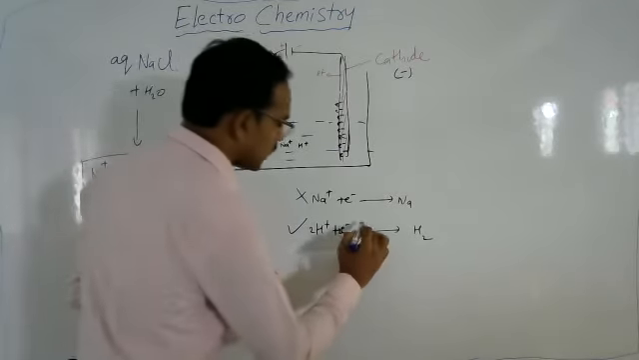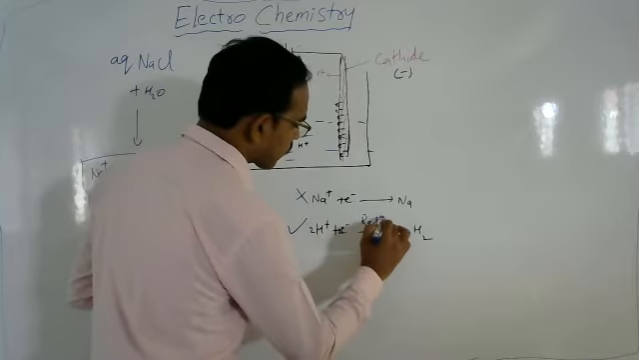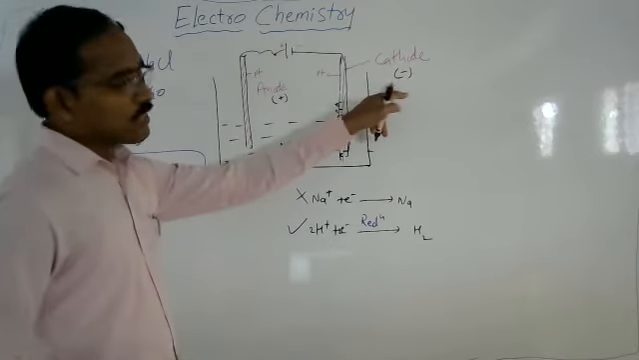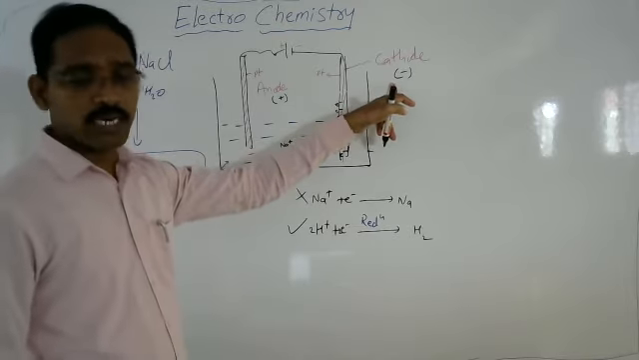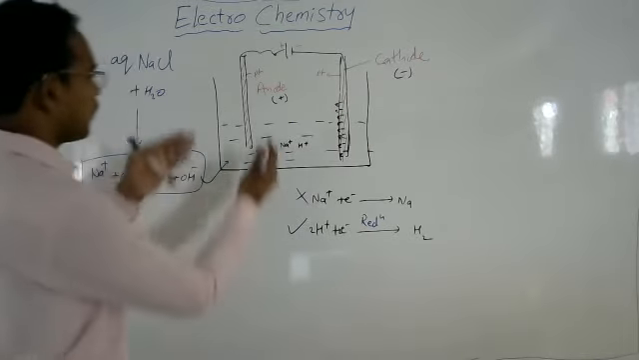Which type of reaction is it? Reduction reaction. We know that at the cathode, reduction reaction takes place.